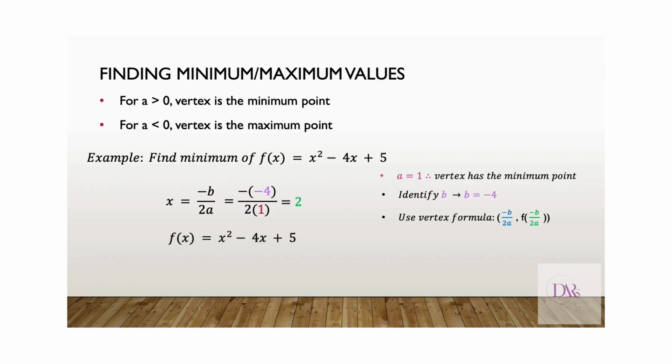Now, for our given function, we are going to substitute in 2 wherever we see x. So now that we have substituted in the 2, we're going to simplify, and f(2) = 1. So this gives us the vertex is (2, 1). How do we determine the minimum value in this case? The minimum value is your y coordinate. So therefore, the minimum value is 1.